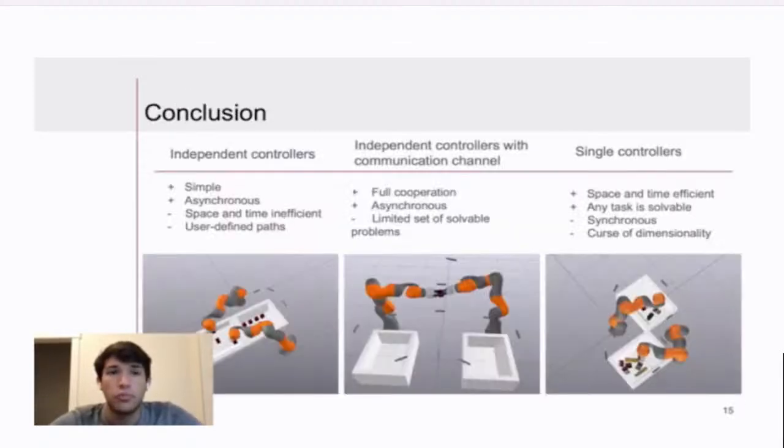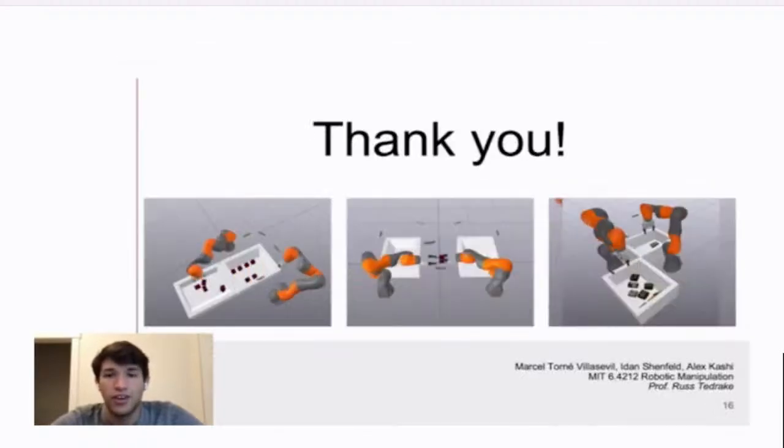To conclude, in our project, we presented three different design choices of controllers of dual arm robots. Independent controllers are simpler to program, they can work asynchronously, but are space and time inefficient. Adding a communication channel allows us to have more collaboration between the arms and solve more tasks, but the number of tasks is still limited. Finally, with a single controller, we should be able to solve any task, but the optimization problem becomes harder due to the curse of dimensionality. Thank you for listening.